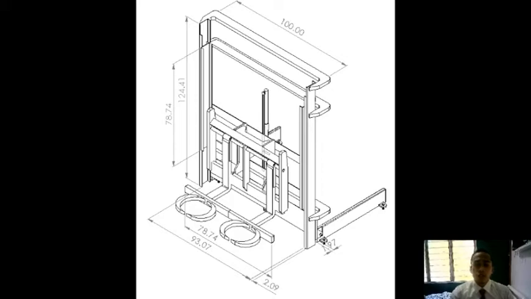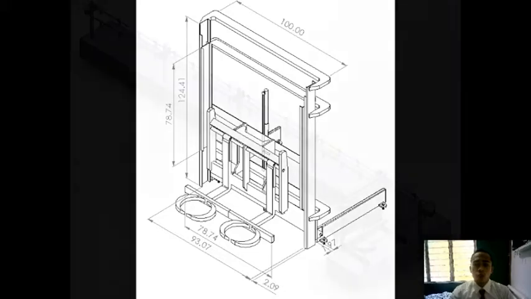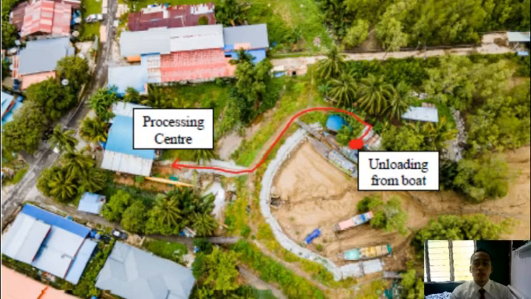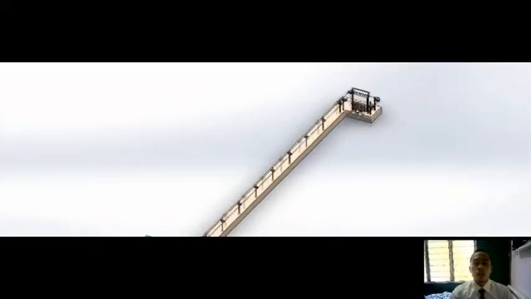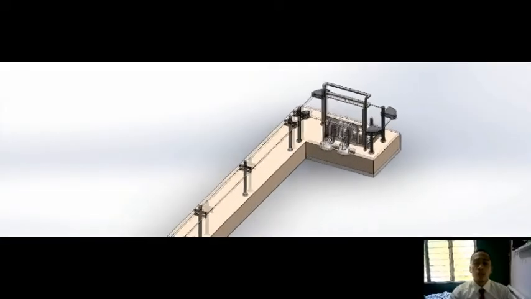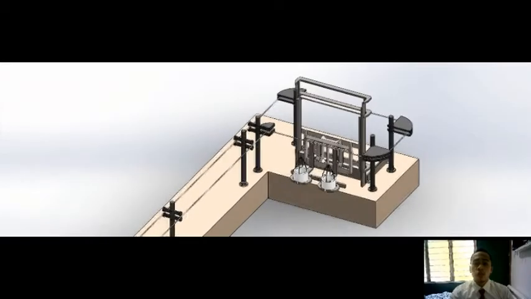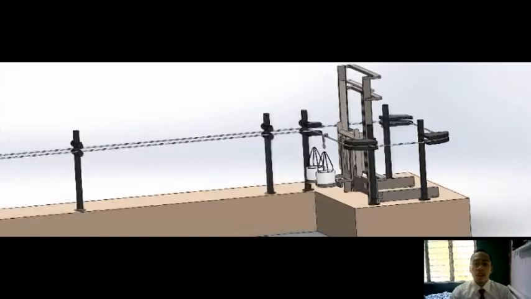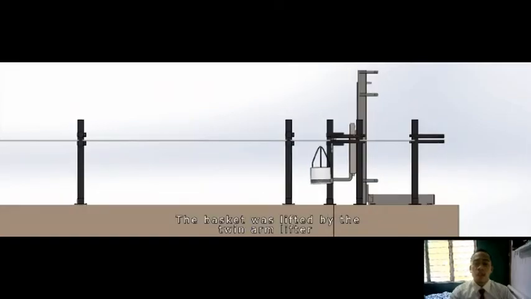For the simulation analysis, as mentioned before, we came up with the idea of using a twin arm lifter and cableway system to transport the fish and shrimp from the boat to the processing center. In this part of the analysis, I use SolidWorks software to run the simulation. For the first step, once the boat comes to the jetty, the fisherman has to fill the basket with fish and shrimp, and then put the basket at the claw of the twin arm lifter.